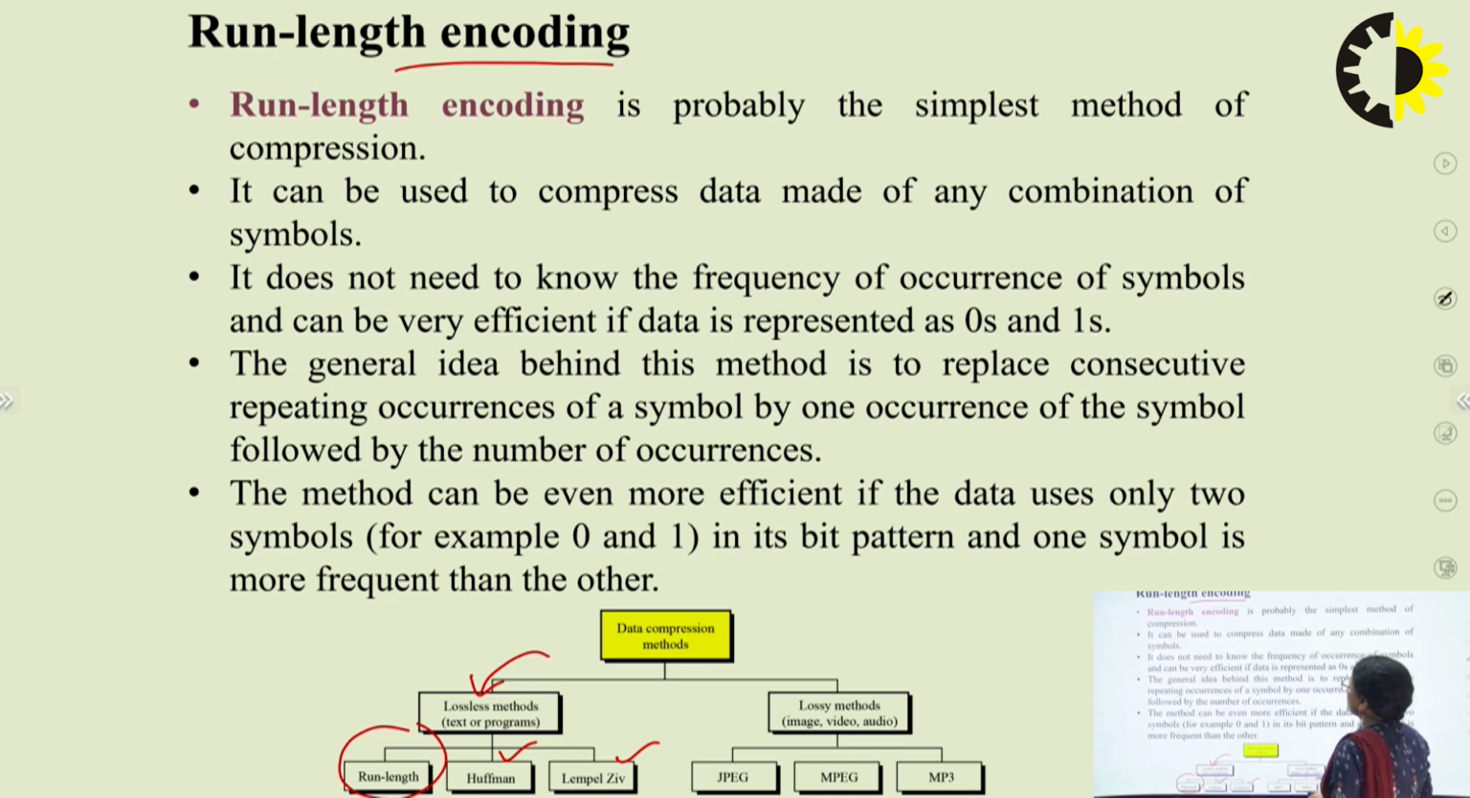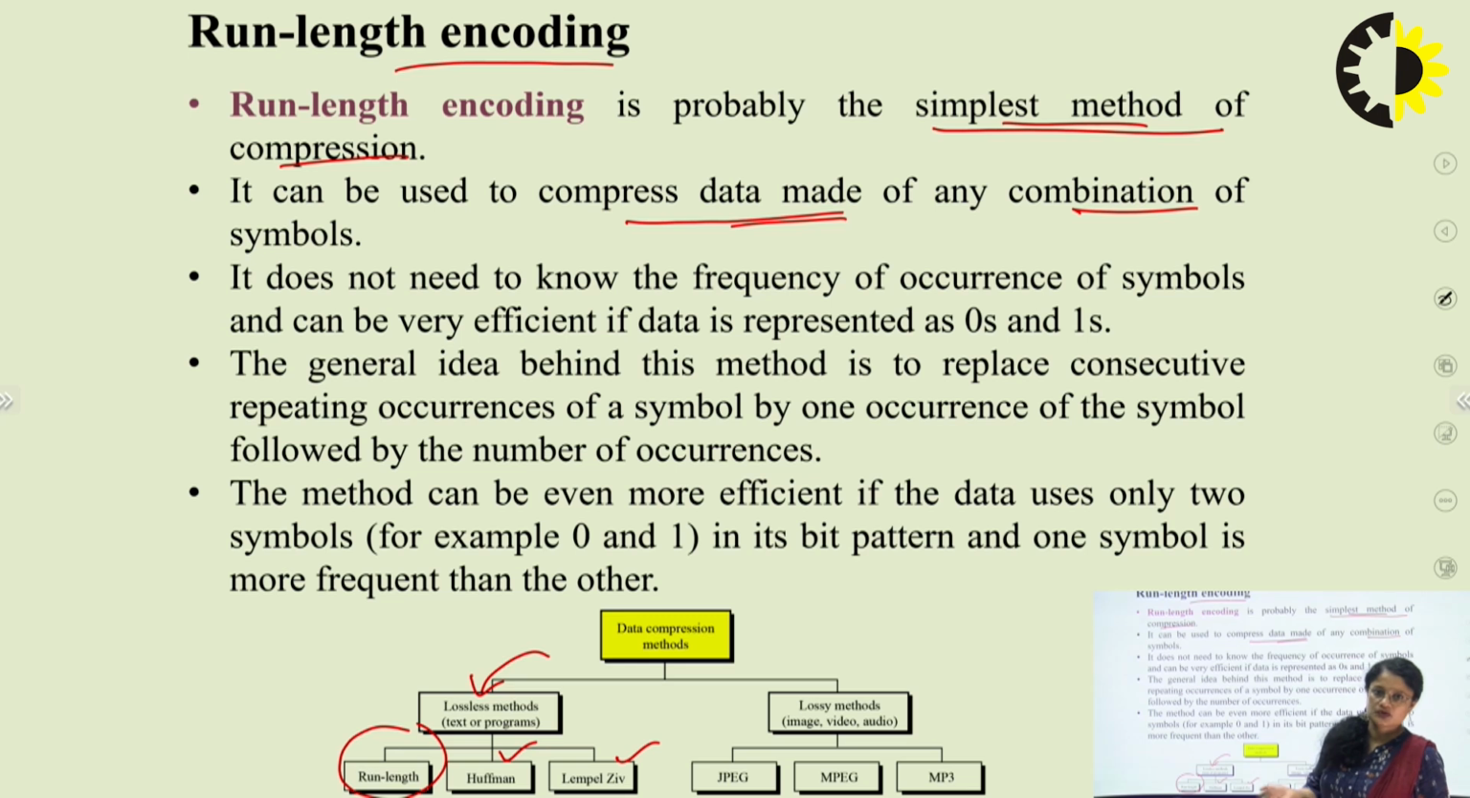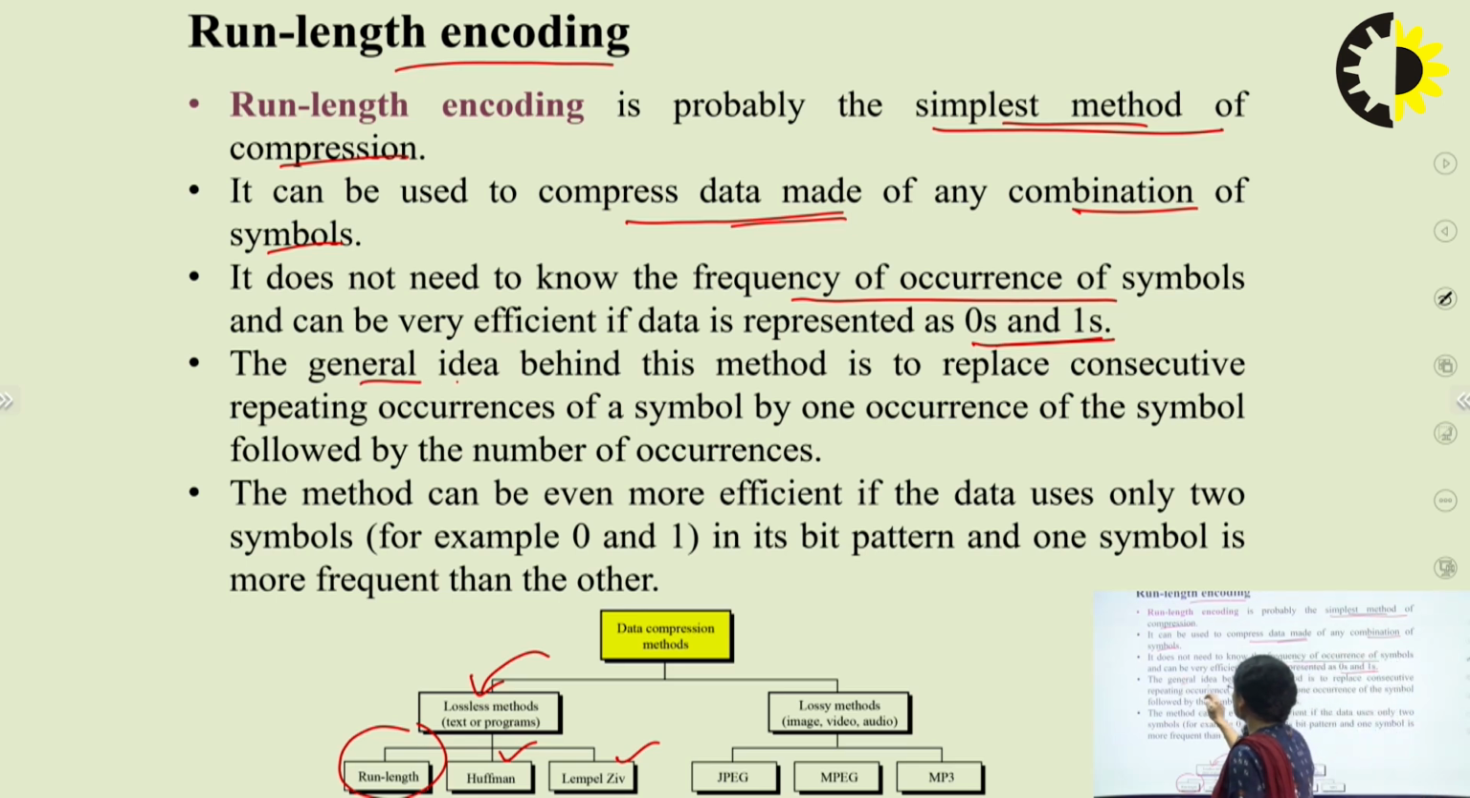Run length encoding is one of the simplest methods of compression, and we can use it to compress data that are made up of any combination of symbols. In this case we need not know the frequency of occurrences of symbols, and it can be very efficient for data which are represented in the form of zeros and ones.